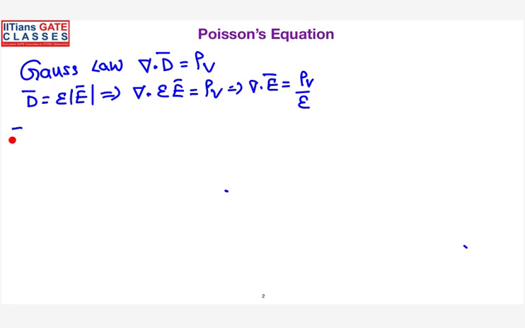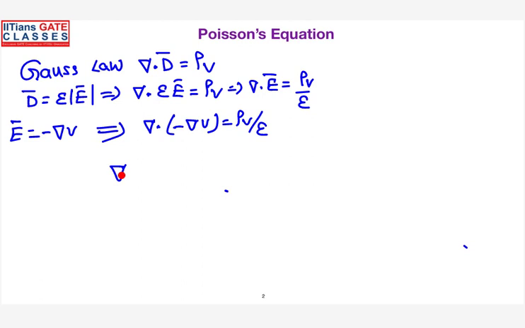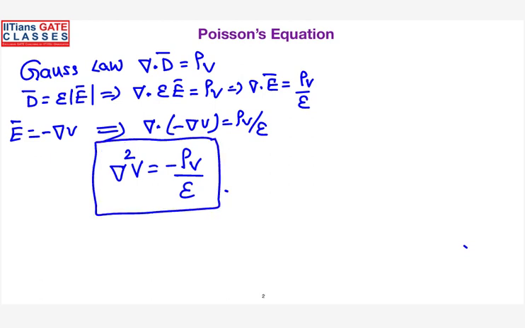We already know the electric field intensity is the negative of the gradient of potential, and we can substitute that. So we'll get del dot minus del V is equal to rho V by epsilon. Del dot del V is called, in the vector identities we have seen, the Laplacian operator. So del square V is equal to minus rho V by epsilon. This is said to be the Poisson's equation.